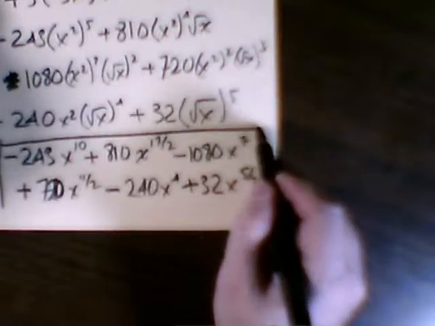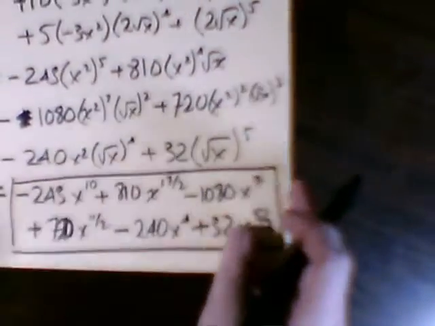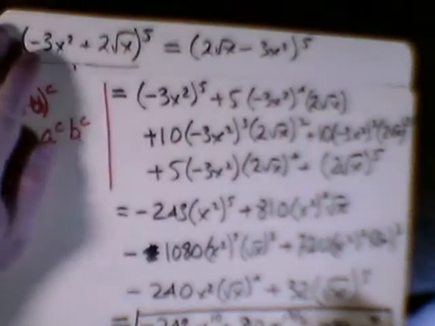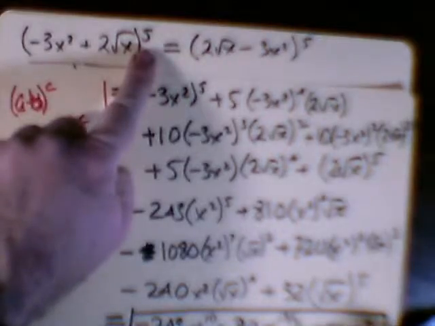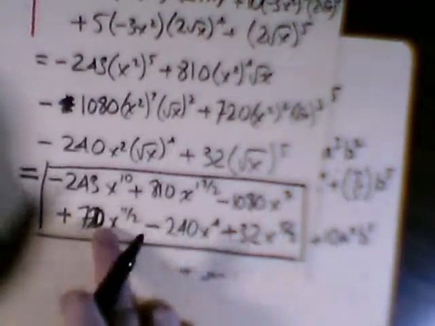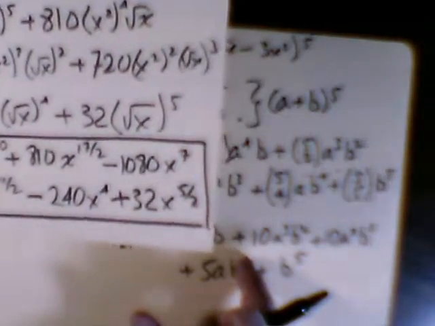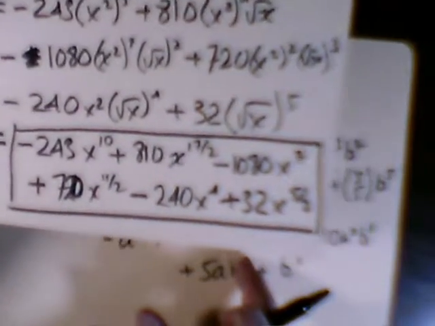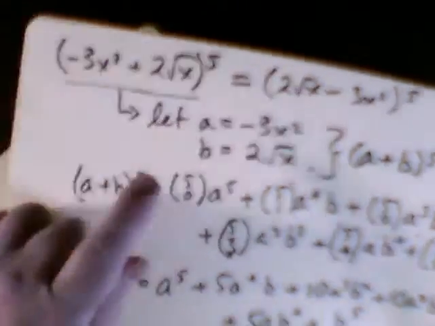And this, my friends, is the expansion of the original function, 3x squared plus 2 root x, all to the power 5. So that's what we ended up with. That's 720 there, just to remind you. And you can see the rest of it. Okay. The original question was this: negative 3x squared plus 2 root x to the power 5. Okay. Well, that's one example.